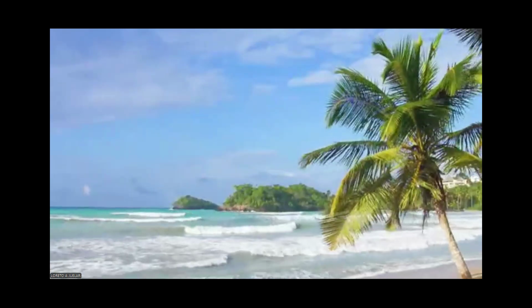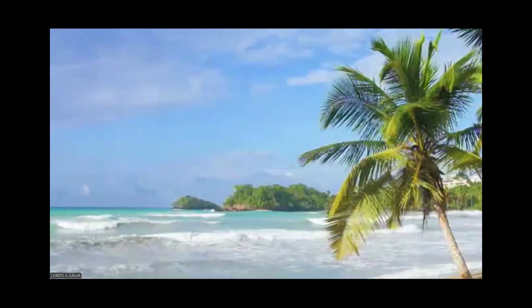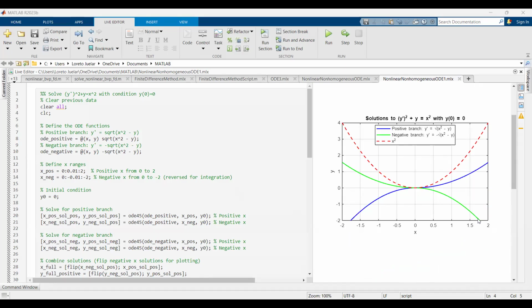Then by using MATLAB here, we have also this, and we have the same plot here. Now this is from 0 to 10, from negative 2 to positive 2 here. So the solution to the square of y prime plus y equal to x squared with y of 0 equals 0: the color blue here is for the positive branch, and the green color here is for the negative branch.